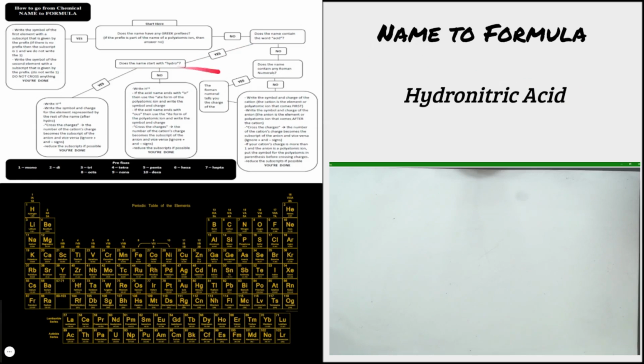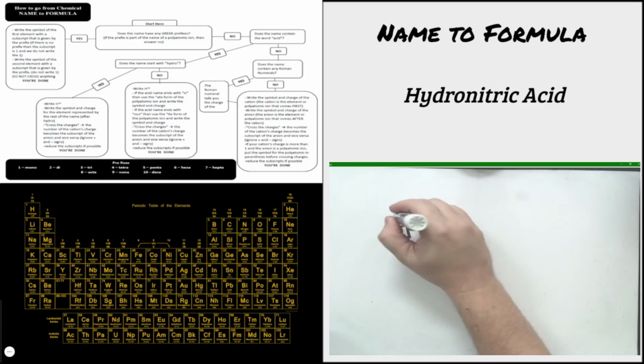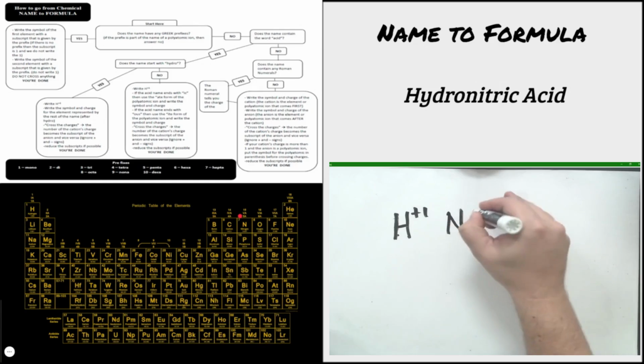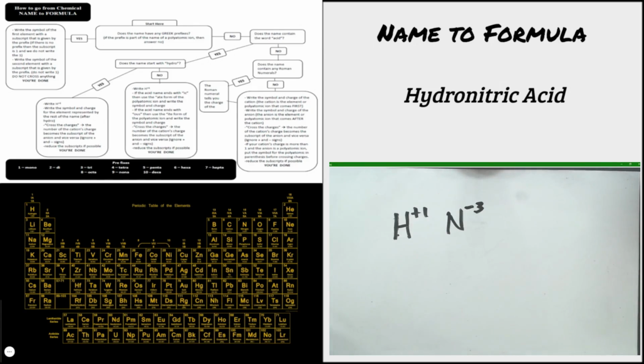So does the name start with hydro? Yes, it does. So I'm going to write H plus 1, because if it's an acid, the cation is hydrogen. Then I write the symbol and charge for the element, very important, the element represented by the rest of the name. If it's an element, that means I'm not looking at the polyatomic ion list. So the rest of the name, nitric, which element could that possibly be? Well, that would be nitrogen. So I'm going to write the symbol and charge, that's a negative, of nitrogen.